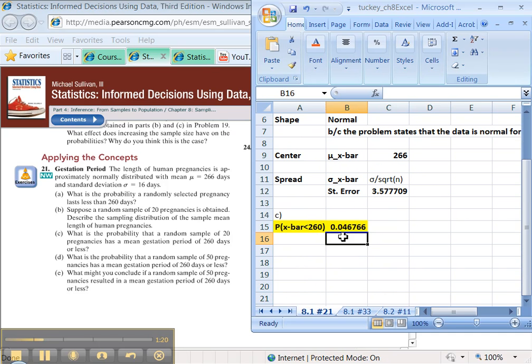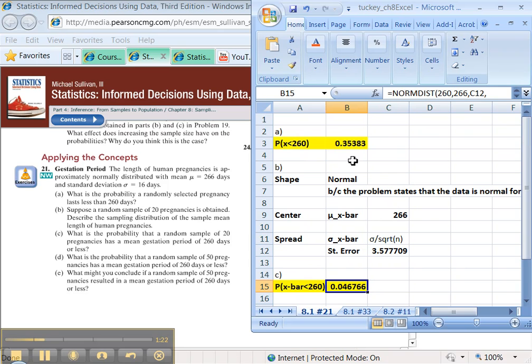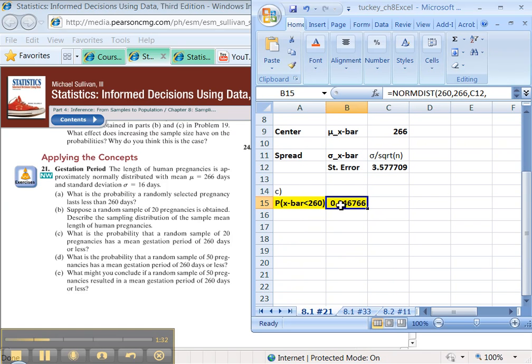Now notice, by the way, how much smaller this is than the answer we got for A. The chance of a single woman having a pregnancy less than 260 is almost 35%. I mean, 1 out of 3. But having a group of 20 women, random women I might add, having their average be less than 260, that only happens 5% of the time. Much rarer, much harder to come by.